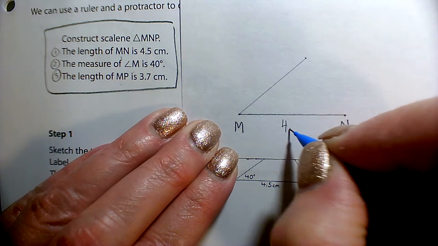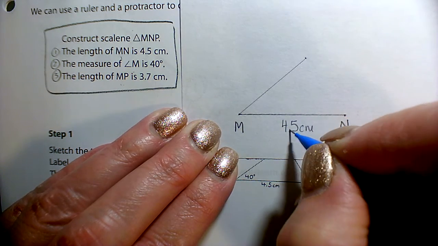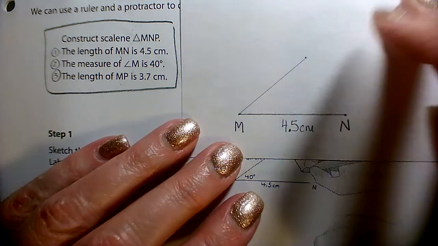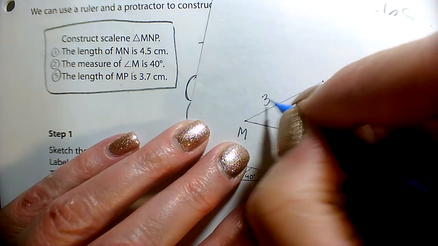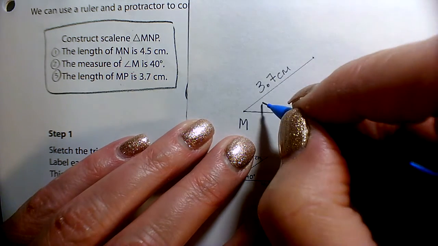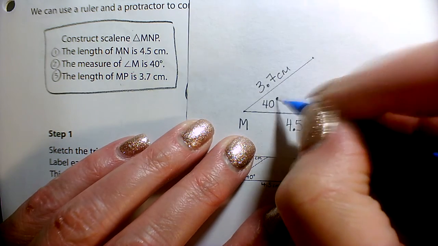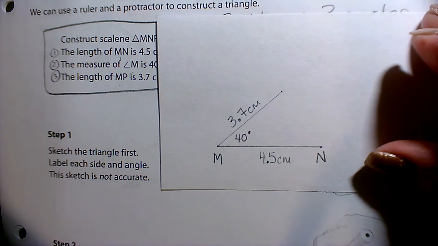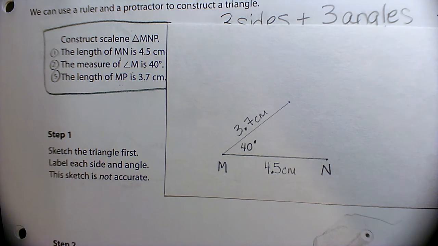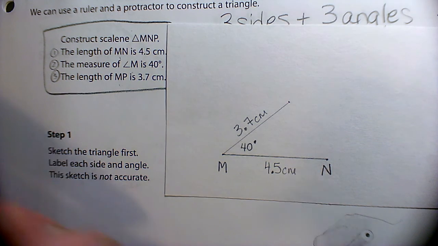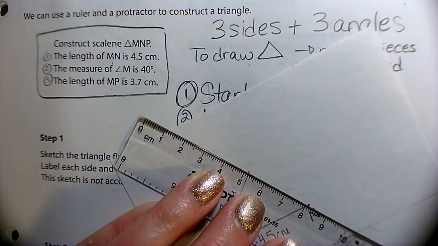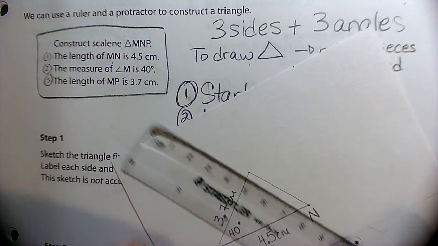This side here is 4.5 centimeters. We label sides on the outside, angles on the inside. This right here is 3.7 centimeters. And the angle gets labeled on the inside as 40 degrees. Make sense? And so using those 3 pieces, see how the 3 pieces of information is enough for me to go, hey, I need to connect these 2 together and finish my triangle.